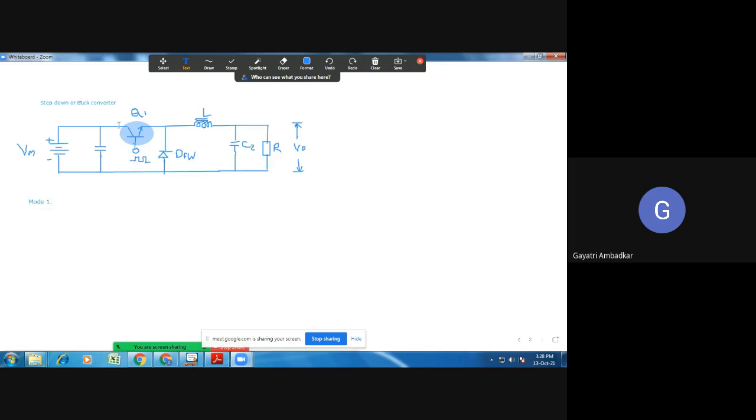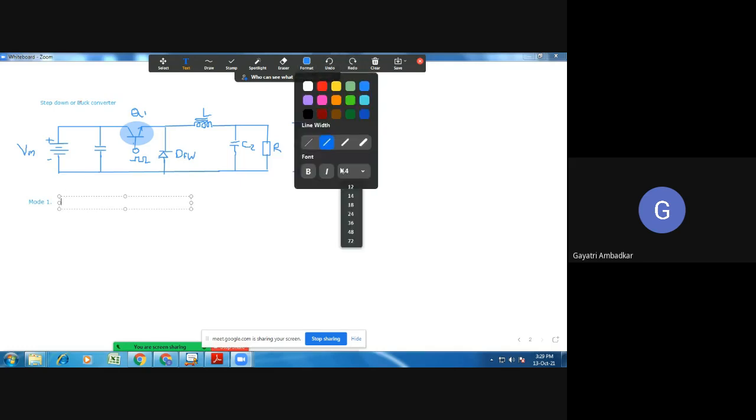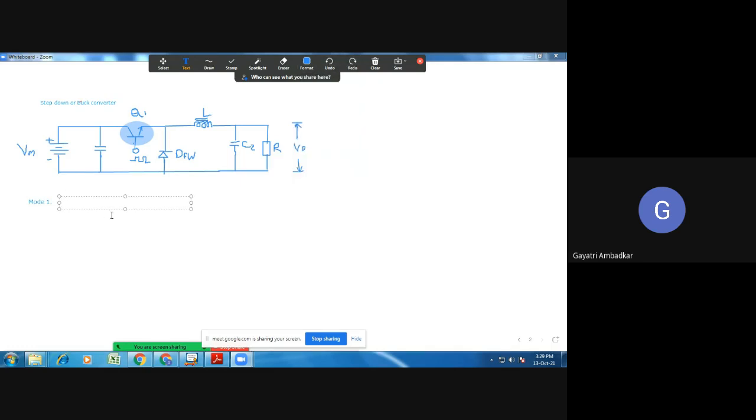So when this pulse is high, this transistor will become on. Are you getting it? We are giving pulses to the base. Where these pulses are coming from, you know, from the comparator. So when this pulse is high, the switch will become on, and when this pulse is low, the switch will become off. Our switch is nothing but a transistor. So let us assume that in mode 1, Q1 is on. So this is our mode 1.